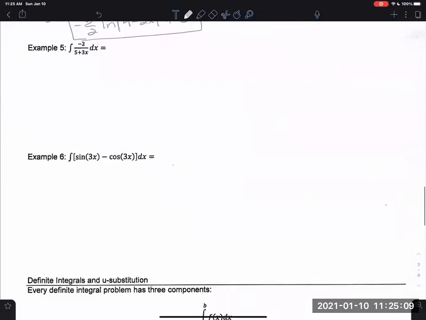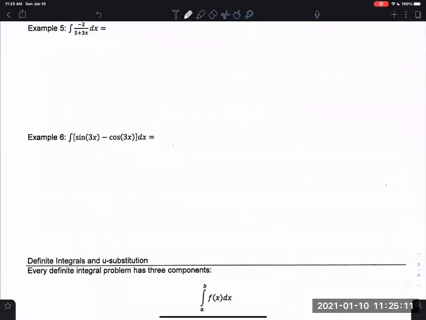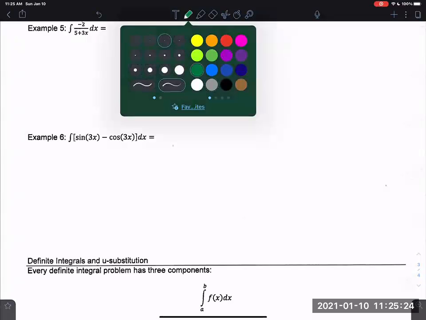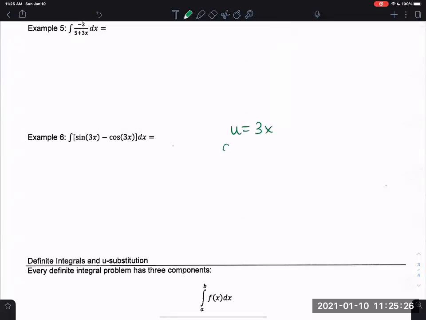So let's go to 6. 6 again is one of those problems that you may or may not feel like you need to use substitution. But you are welcome to use it. Your u value would be 3x, since all you need is the dx portion. Now this is your chain rule piece, right? So by doing the u substitution, you do not forget that chain rule, okay?